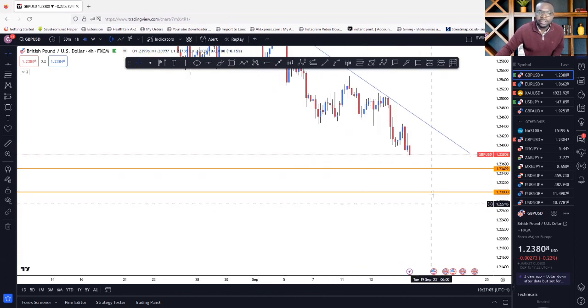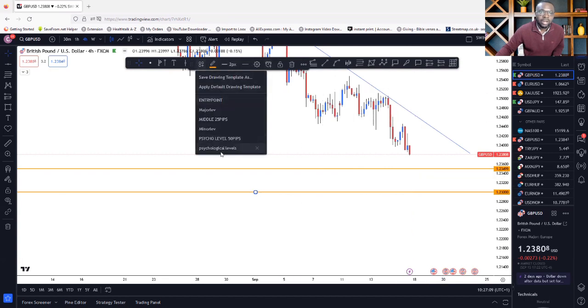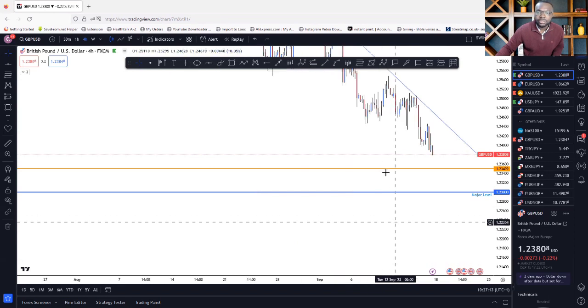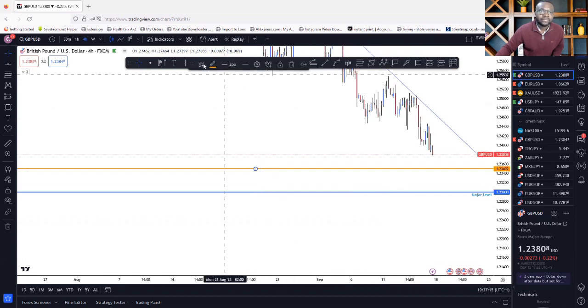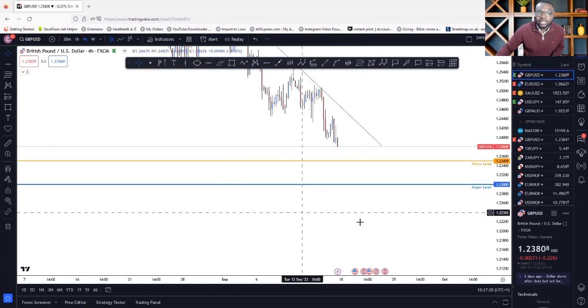Now, this is a major psychological level that you need to pay attention to. Price may get to it at any moment. This is a minor psychological level, so price may eventually stop there or even break through it without thinking. So that's what I want to say.